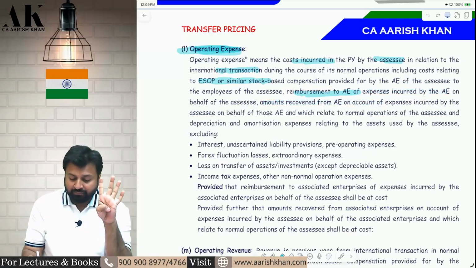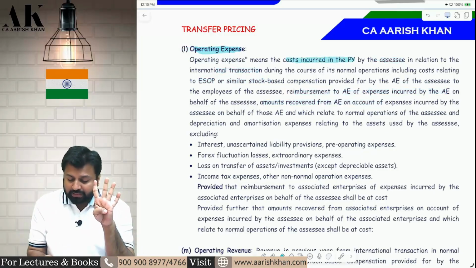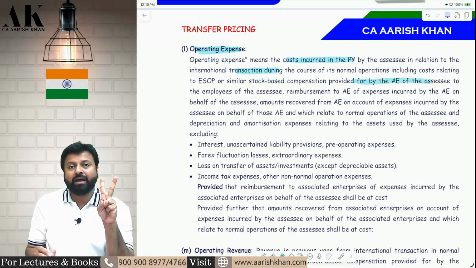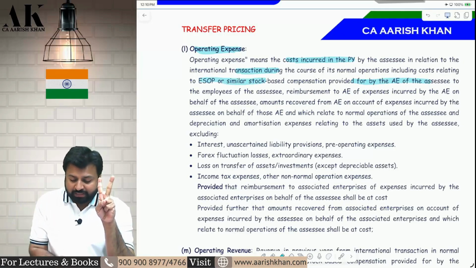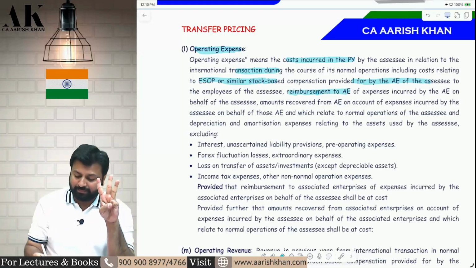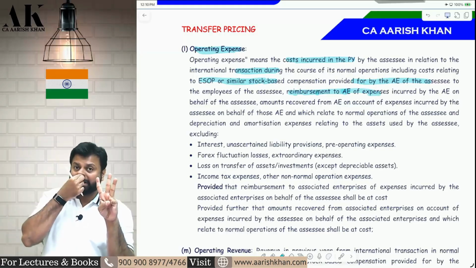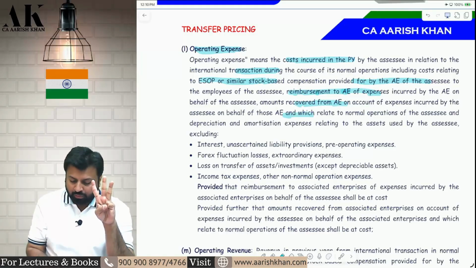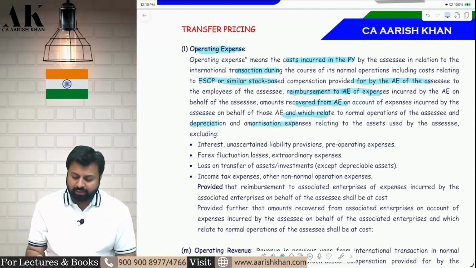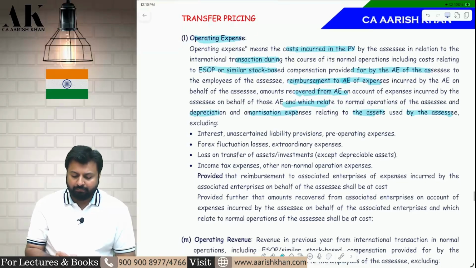Again, check. First, cost which you have incurred with respect to the international transaction. Second, if AE has provided some ESOP to your employees, then the cost with respect to that ESOP also. Third, reimbursement you are doing to AE. AE has incurred some expenses for you, you are reimbursing them. And vice versa. You have incurred some expense for AE and they are reimbursing you. You have to take these 4 things in your cost. And you also have to take depreciation, amortization relating to the asset used by the assessee. But do not include these things.